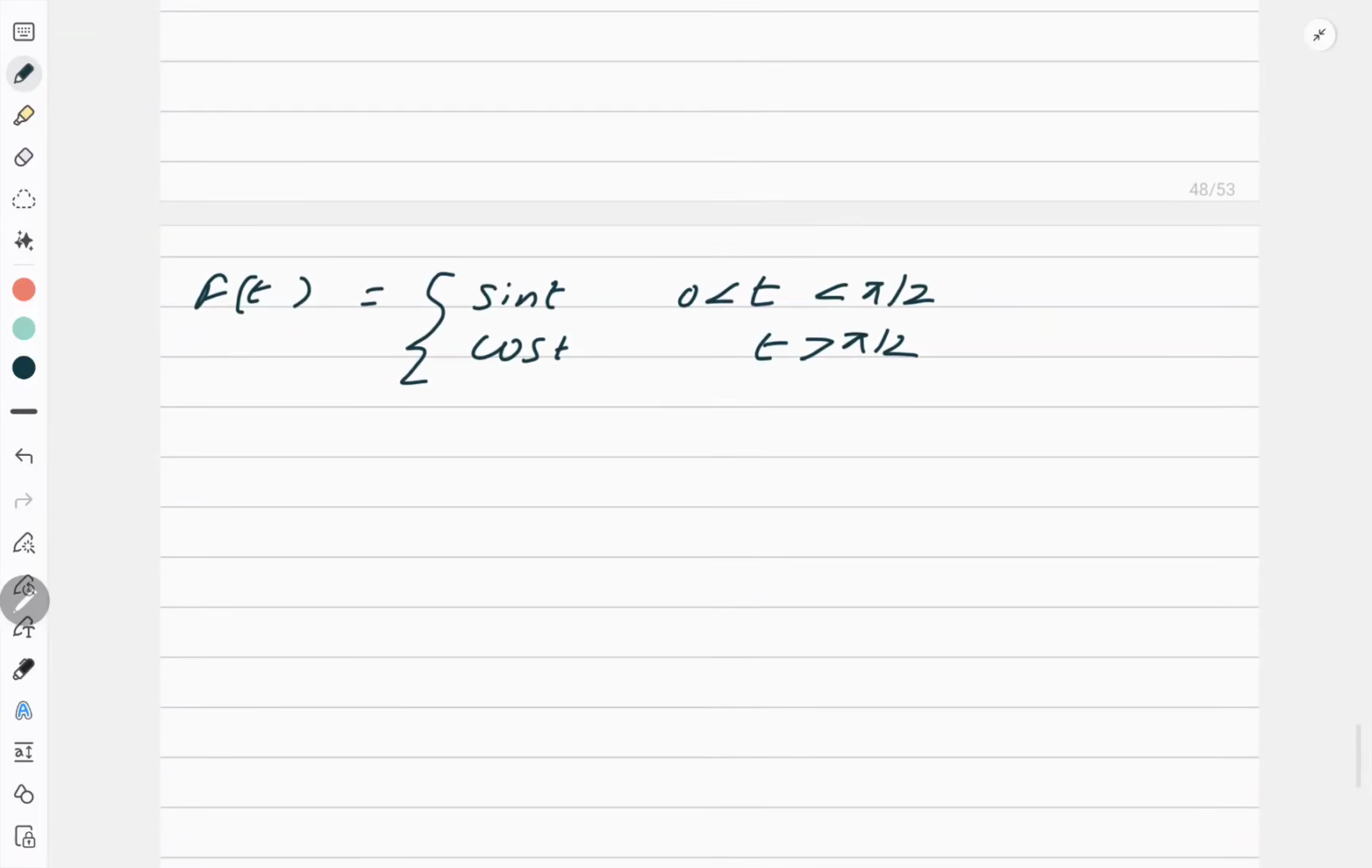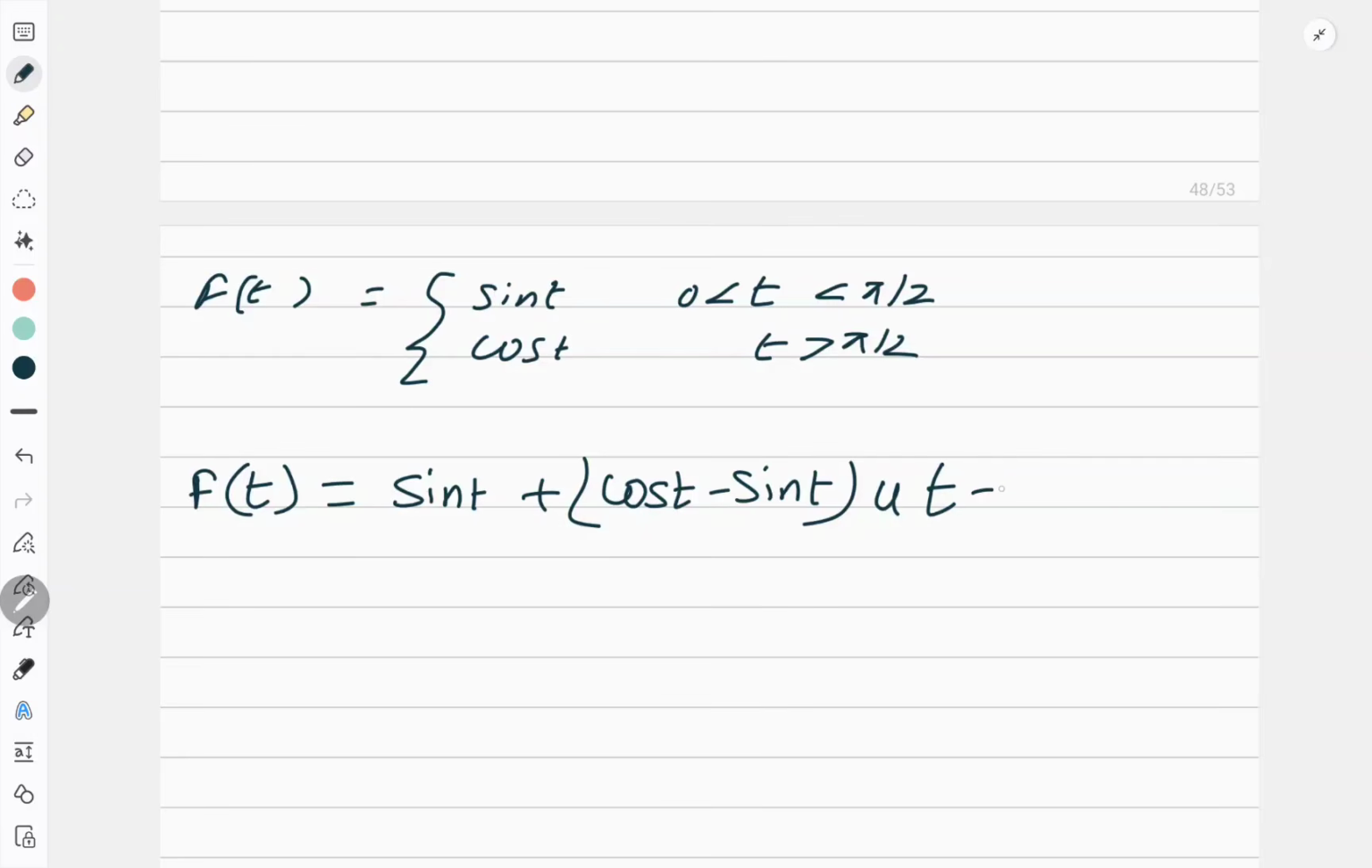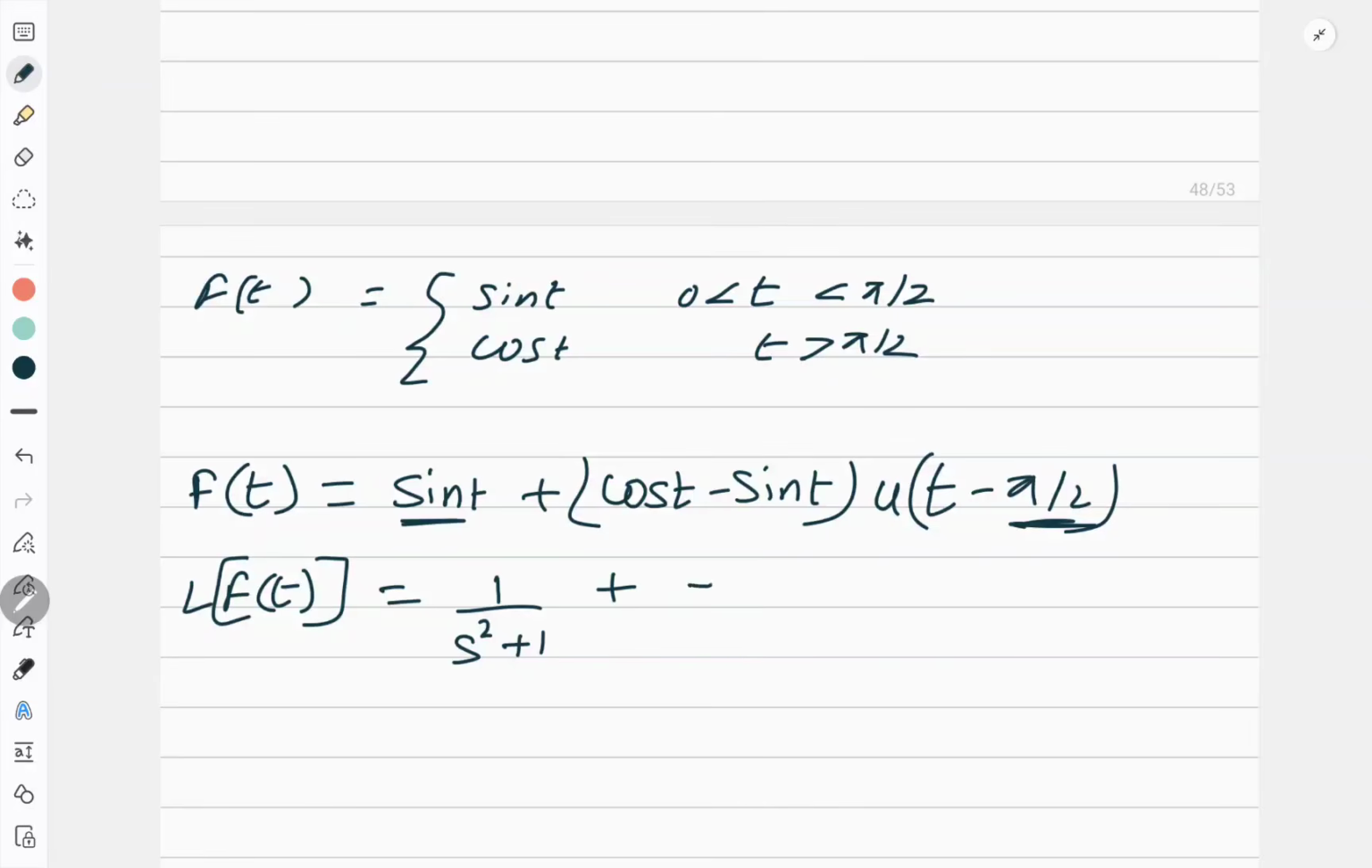Okay. Now pi by 2 is there. So we'll do this question quickly. It is a small question only. F(t) is equal to sine t plus cos t minus sine t, u of t minus pi by 2. Okay, take Laplace on both sides. So Laplace of f(t) is equal to Laplace of sine t. Laplace of sine t is what? 1 by s square plus 1. Now what is a here? Pi by 2. So plus e to the power minus pi by 2 s.